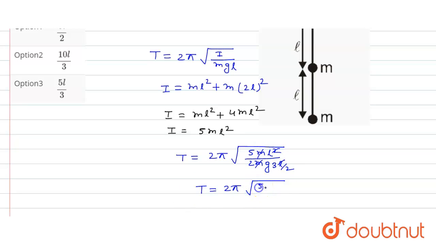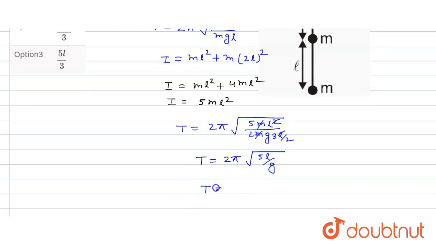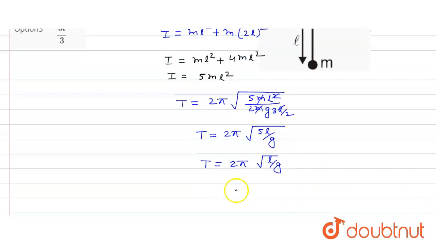to 5L upon 3g. And we know the time period T in a simple pendulum is 2 pi under root of L upon g. So when we equate both, we will get L is equal to 5 by 3 L. So this will be our answer, 5 by 3 L.